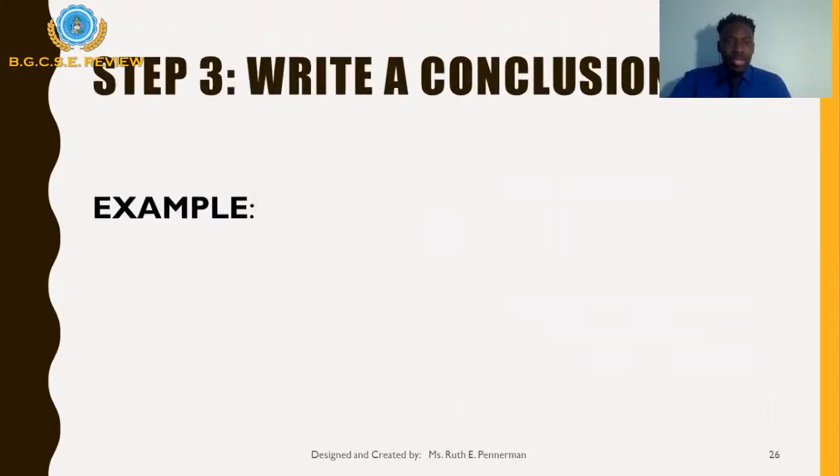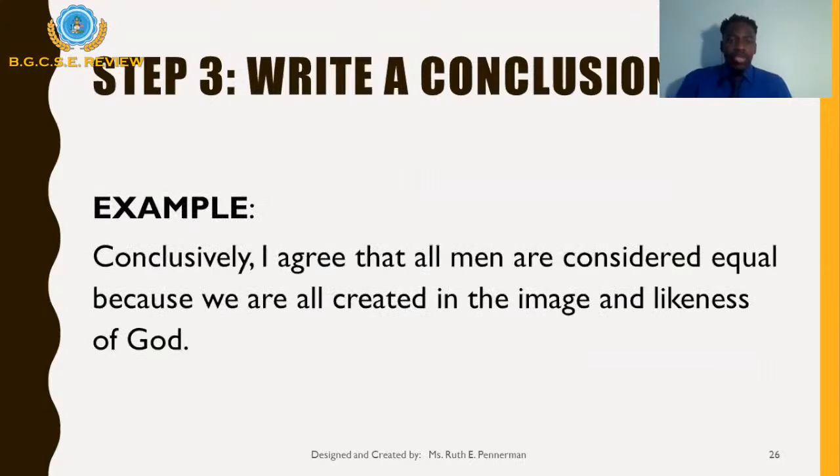So you want to write a conclusion. Conclusively, or in conclusion, or to sum it all up, or to wrap it all up, I agree that all men are considered equal because we are all created in the image and likeness of God.